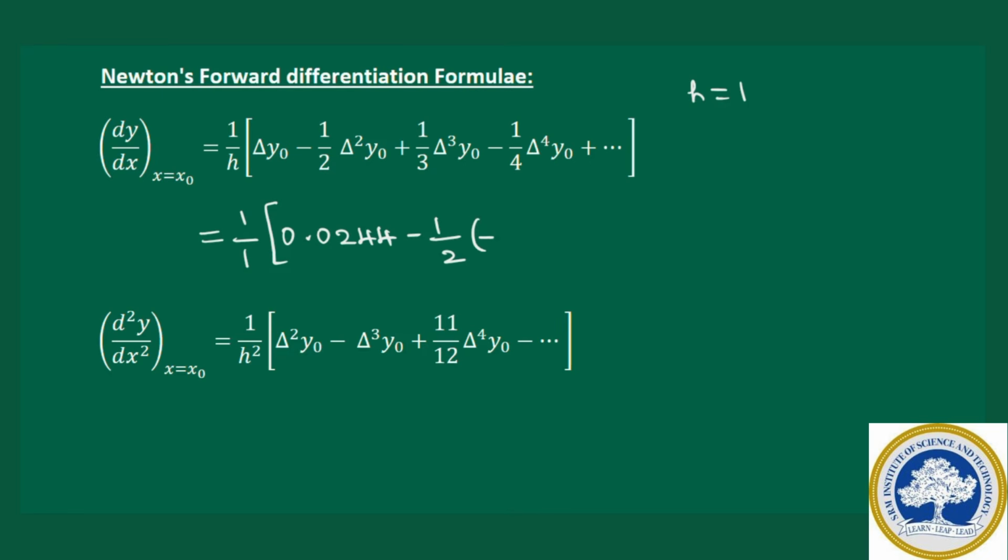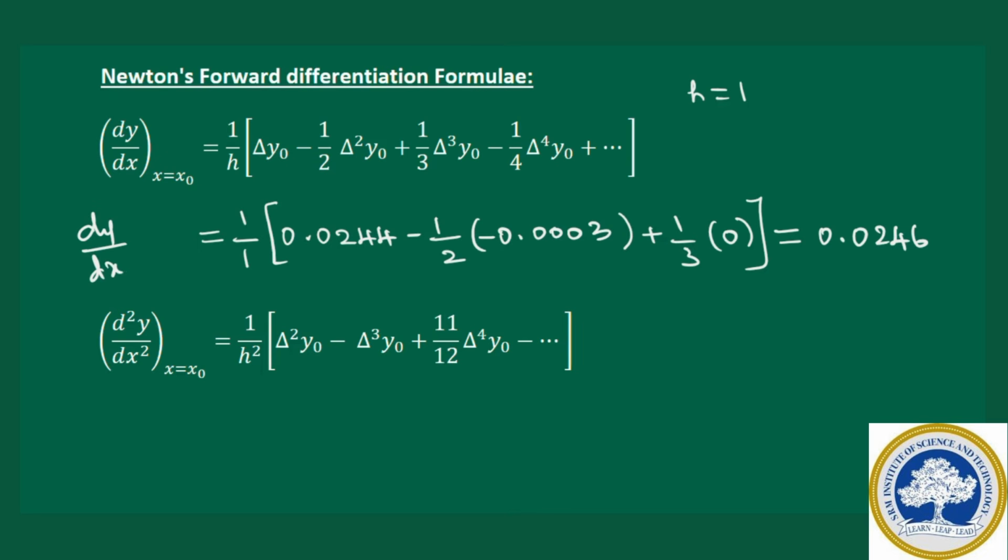Then 1 by 2 into delta square y naught. What is delta square y naught? It is minus 0.0003, plus 1 by 3 into delta cube y naught. Delta cube y naught is 0, and the higher powers are also 0. After simplification we get the answer 0.0246. This is the answer for dy by dx, the first order derivative, at x equal to 50, since x naught is 50 here.